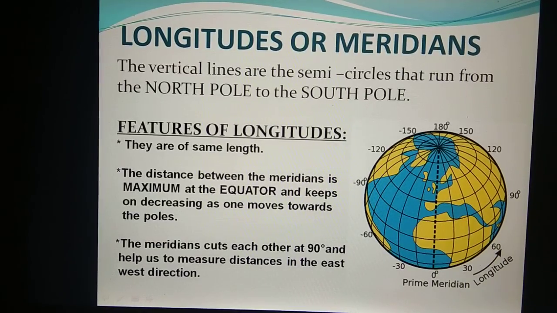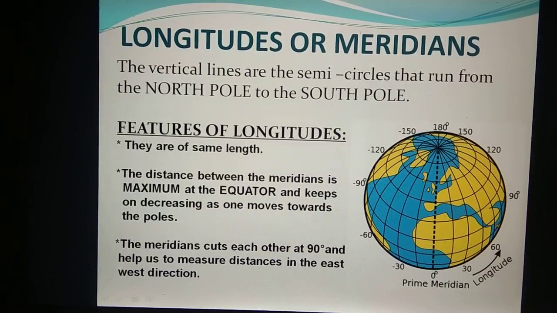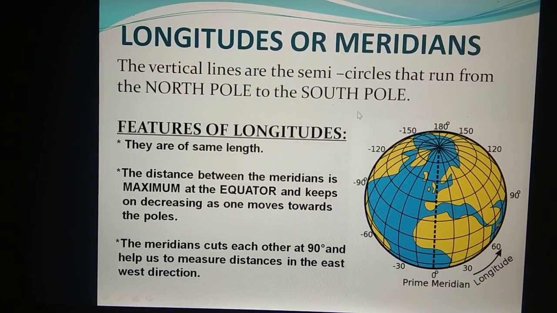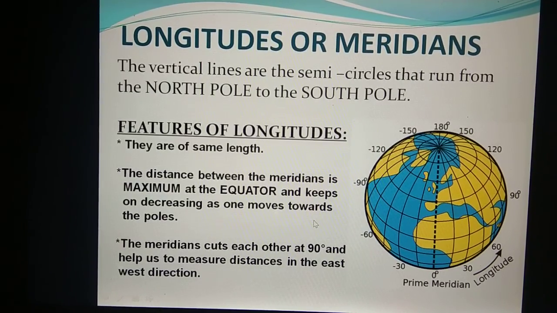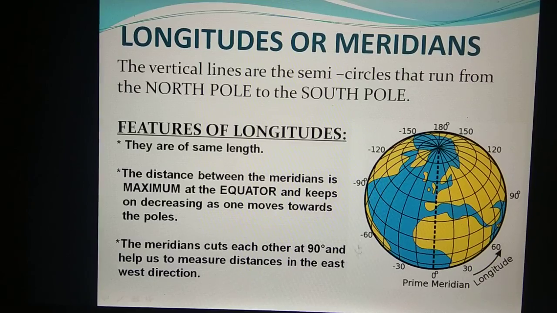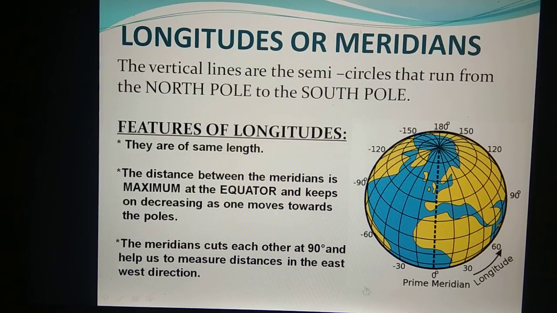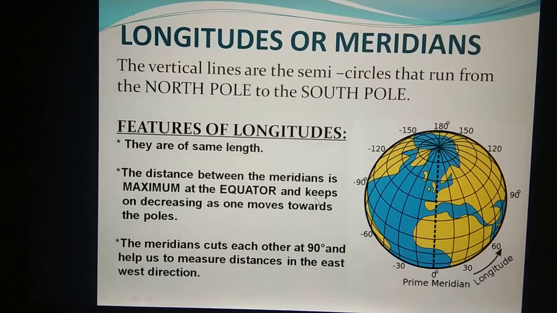Longitudes or the meridians. The vertical lines, the semicircles that run from North Pole towards the South Pole, are the longitudes. Every longitude is of same length. The distance between the meridians is maximum at the equator and keeps on decreasing as we move towards the pole.